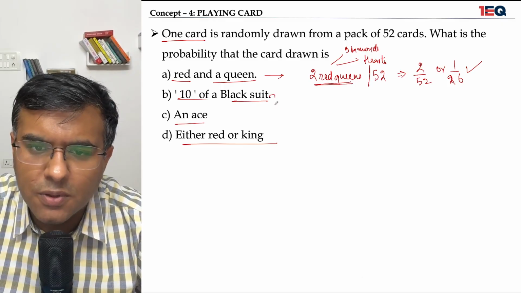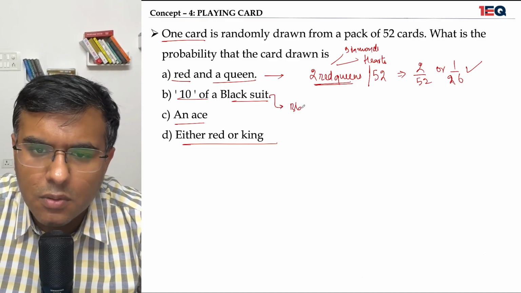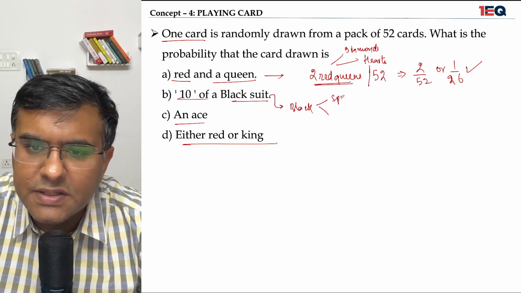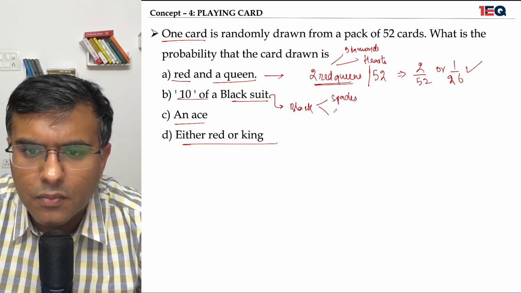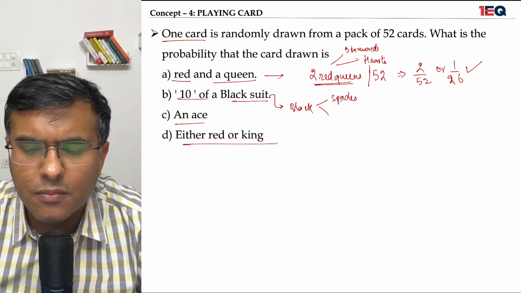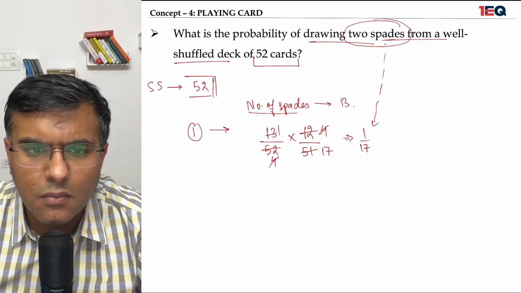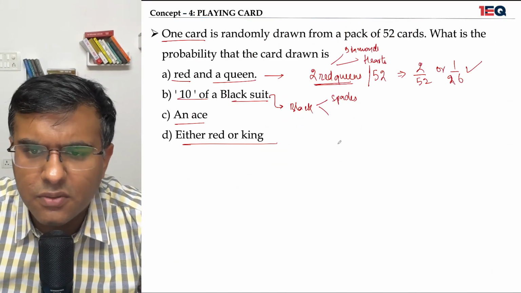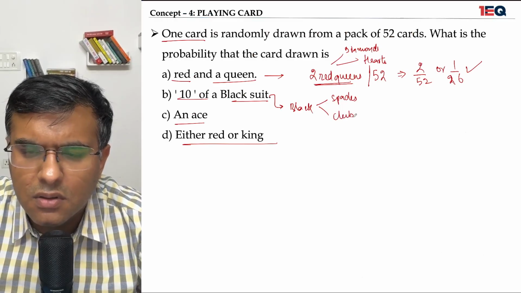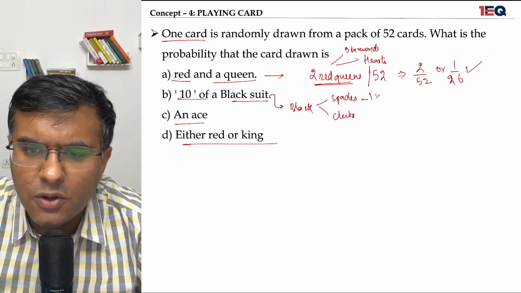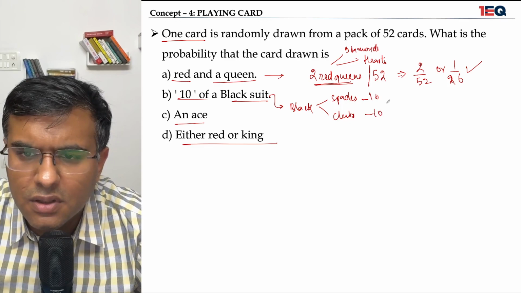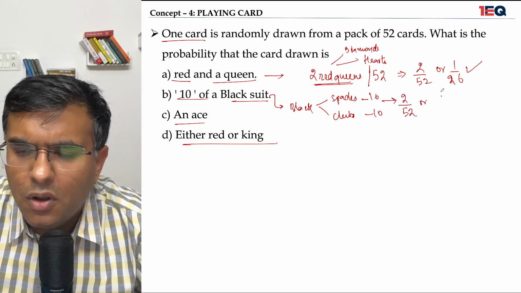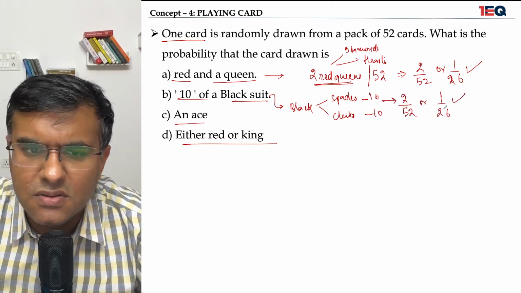10 of a black suit. In a black suit, there are only two tens. One of the spades and the other one of, just a second, spades and clubs. I always tend to forget the names. Spades and clubs. There is only going to be one 10 over here and another 10 over here. So 2 out of 52 or 1 upon 26. So this is also correct.